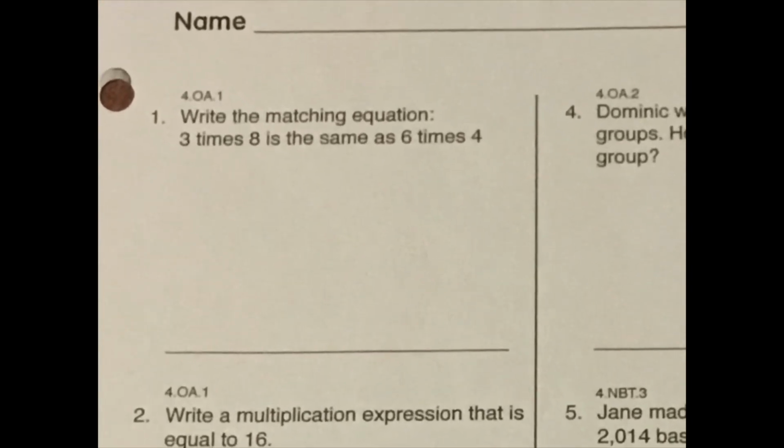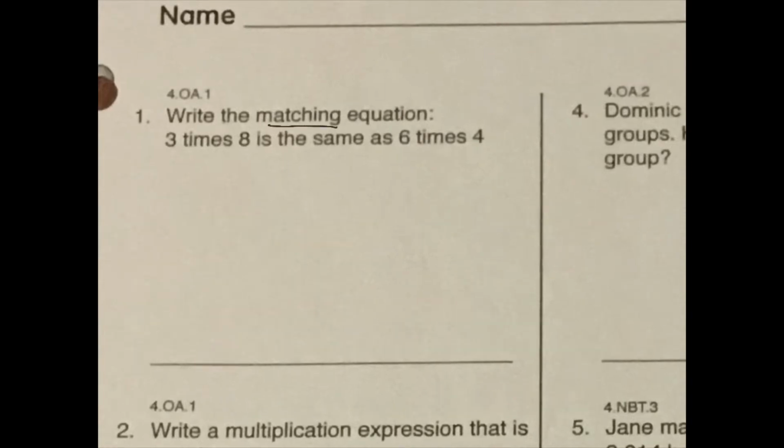Number 1 says, write the matching equation. We know from our word wall that an equation is a number sentence with an equal sign. So I'll put in my equal sign. Then I see the number 3, times means multiply. 8 is the same as, that means equal to. 6 times, that means multiply. 4. And now I just have to make my equation match exactly.